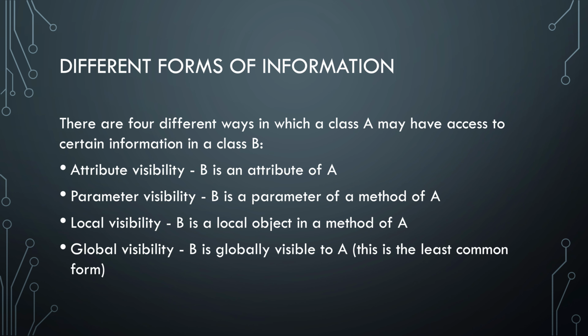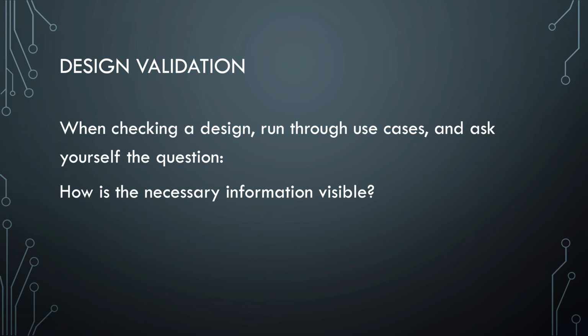Another way to do it is that B is a local object in a method of A. Whenever sale calculates the total, it first creates a tax calculator object in the method. And finally, there is global visibility. There is a global variable that contains a tax calculator object somewhere that everybody uses. When you validate your design, you can run through each of the use cases and ask yourself the question: is the information that we need for this use case visible, and how?